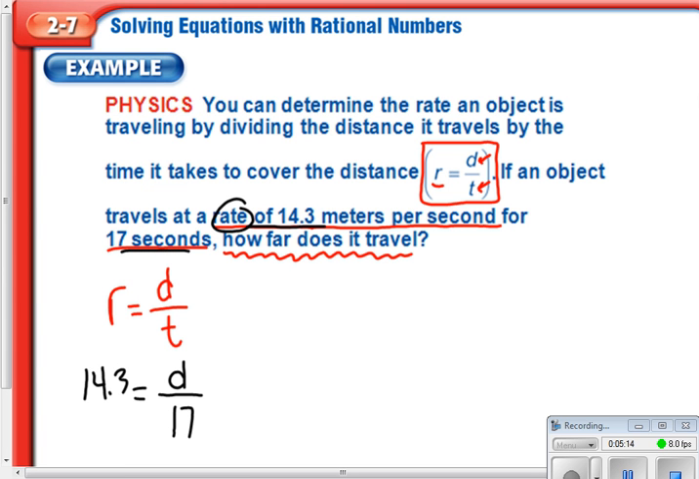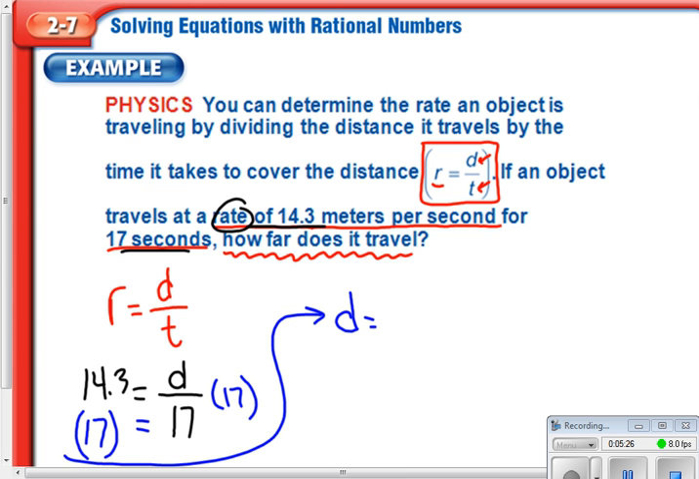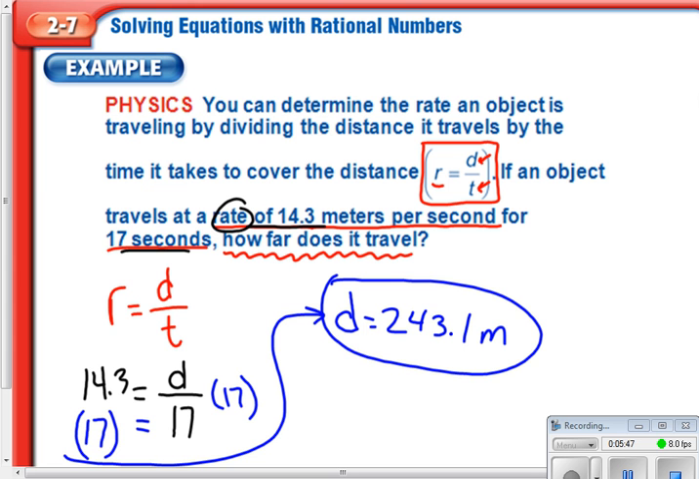Now you need to go ahead and solve for d. In order to solve for d, we'd multiply both sides by 17. And we wind up with d equals 243.1. Now, this is a word problem. You are solving for a distance, therefore it needs a label. And if you look up above here, our rate is talking about meters per second. So a distance is a measurement, therefore it is meters. So 243.1 meters. This concludes our lesson on 2.7, solving equations with rational numbers.